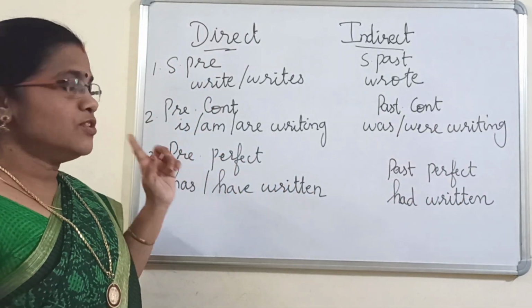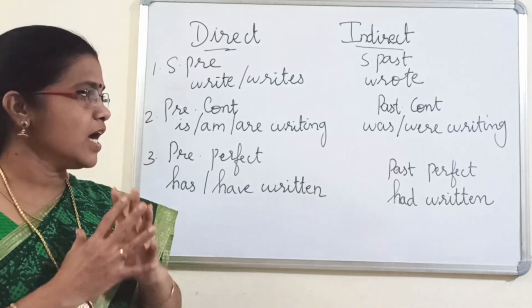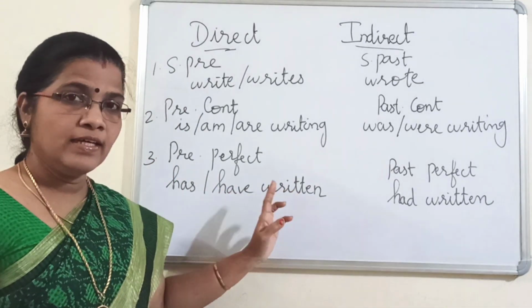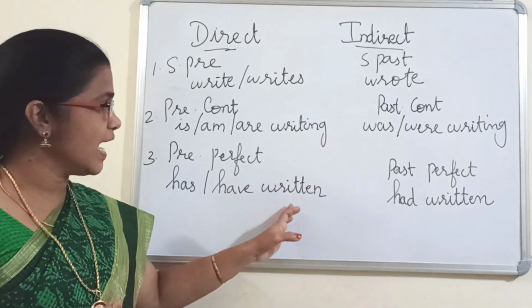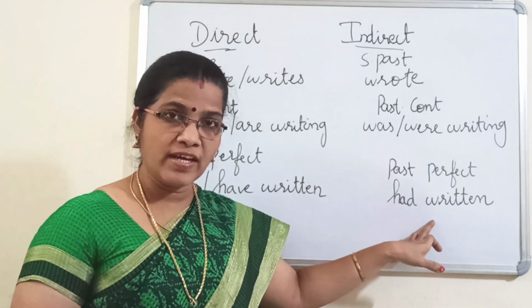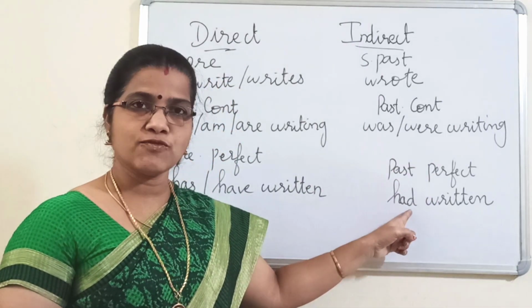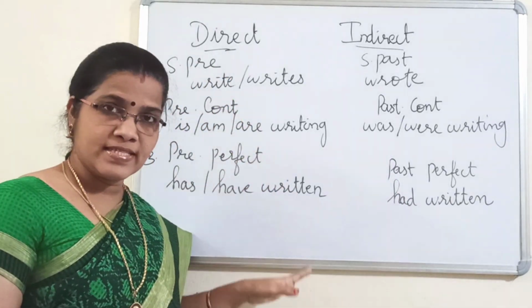Now coming to the third tense form, that is present perfect tense. How does your verb look like? Has or have written. It always takes the past participle form, you know that, right? So has or have written becomes past perfect tense, that is had written. Past perfect tense form is had plus past participle. So these are the changes in present tense.